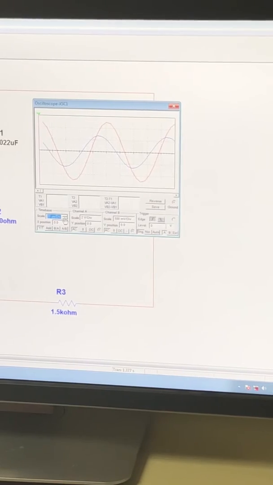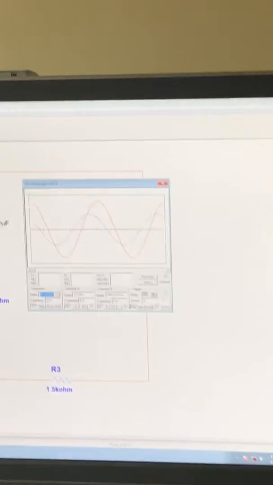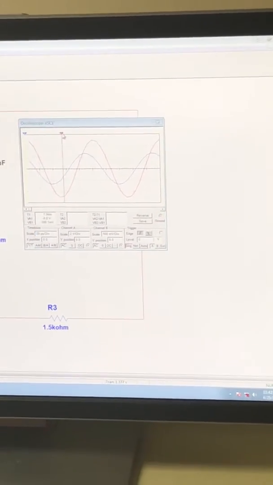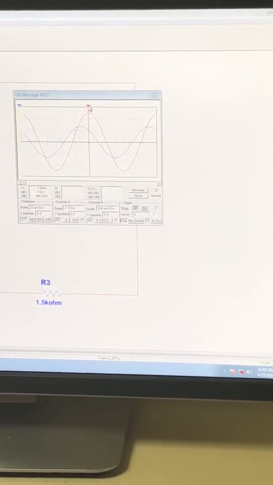So here, if you would like to measure your values, you have the cursor here, right? You put the cursor at the maximum value.